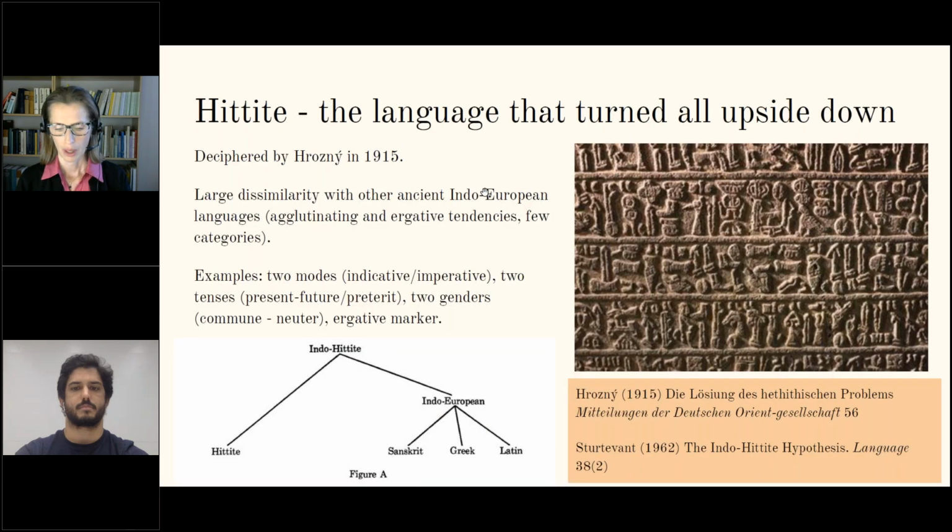However, the discovery of Hittite and the Anatolian branch in the early 20th century led scholars to question this Sanskrit-based reconstruction. Anatolian was much older than the other previously known Indo-European languages, but it was substantially different in its structural setup. Anatolian had few grammatical categories, and it showed ergative as well as agglutinating tendencies. This led to a revision of the classical neo-grammarian model of reconstruction.